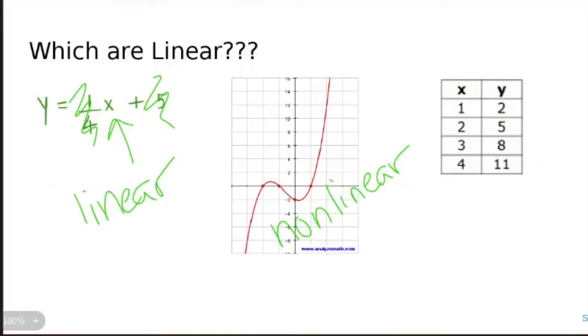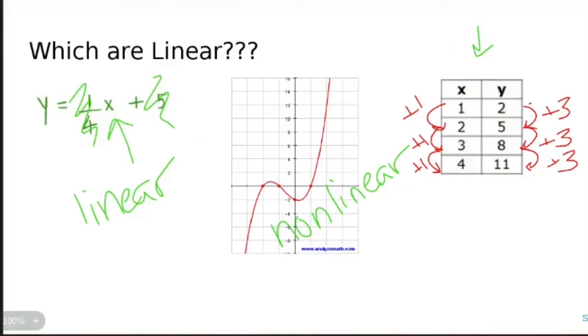Simple as that. So this guy right here, I don't have a picture, I don't have an equation. I just have a bunch of numbers. So I need to make sure they follow a pattern. What happens here? I add 1. What happens here? I add 1. What happens here? I add 1. So my pattern on the left is +1. On the right, what do I have? +3, +3, +3. So the left side has a pattern that does repeat. It's all +1. The right side is +3. Since it follows a pattern on the left and on the right, it is linear.